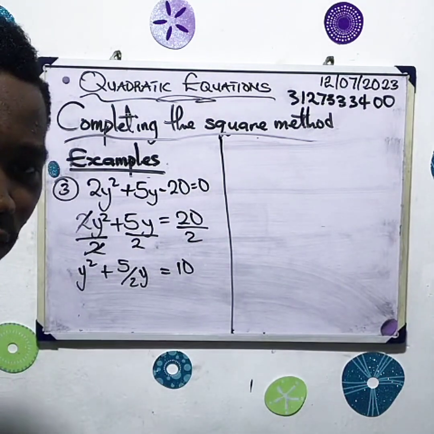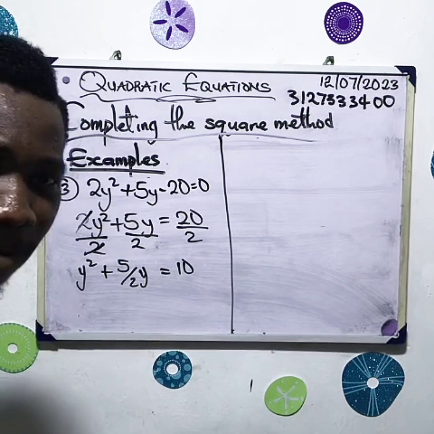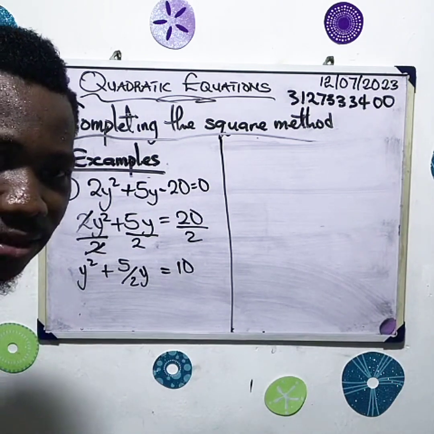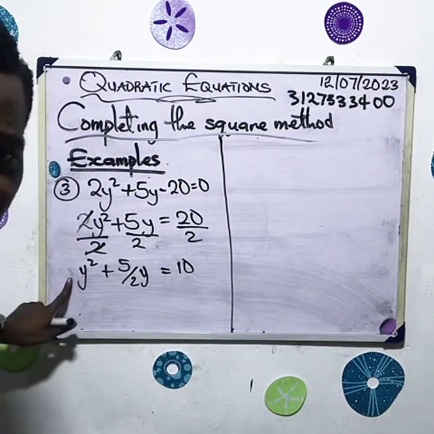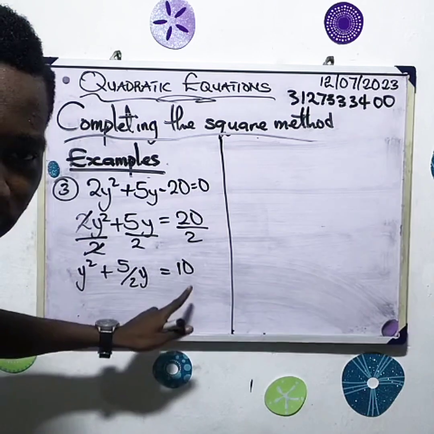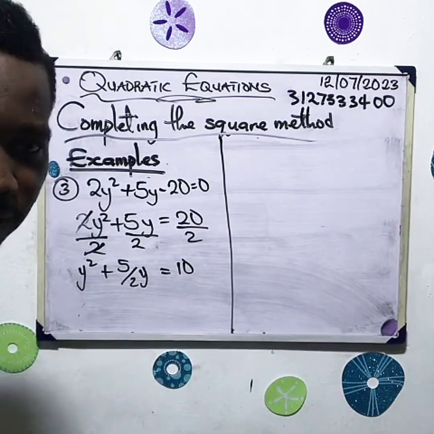What's the next thing we are going to do? Who said add the like terms? There are no like terms here yet because this one is y squared, this one is y, this one is not even having any, it's just a constant, so there are no like terms here.